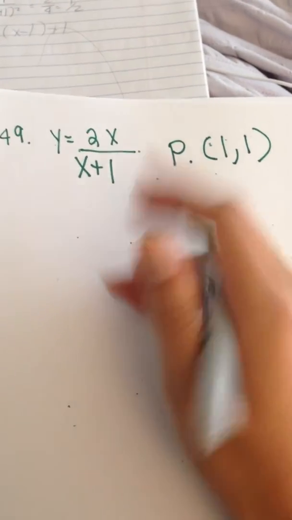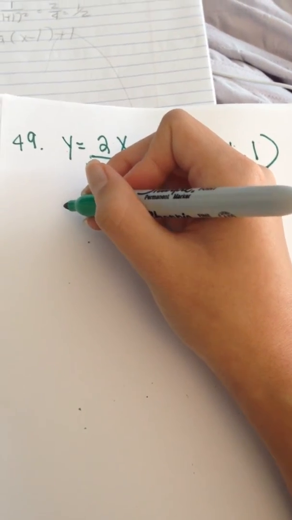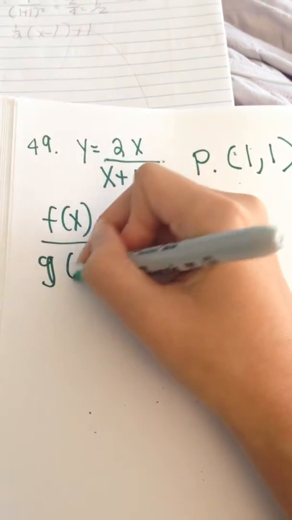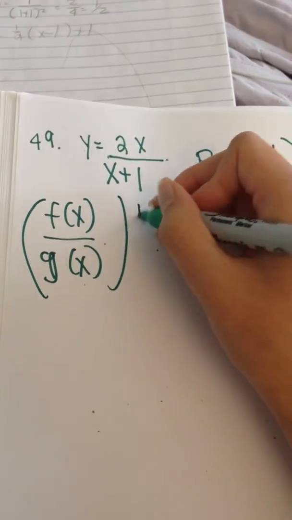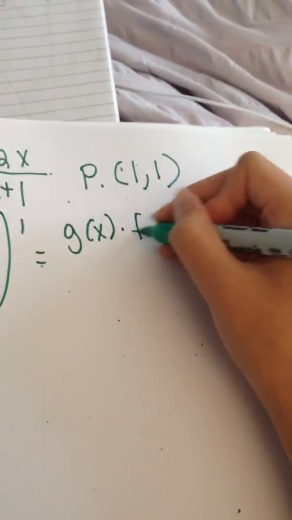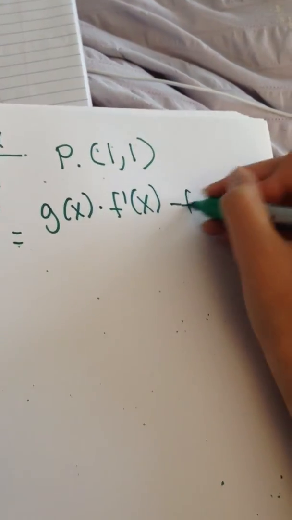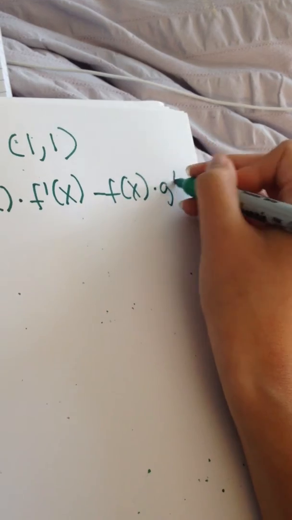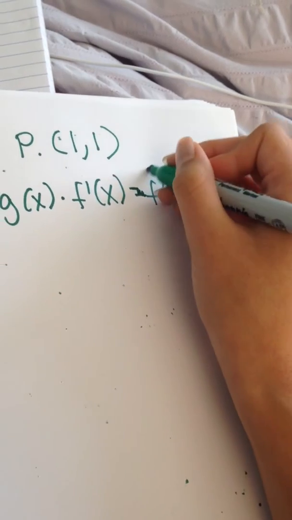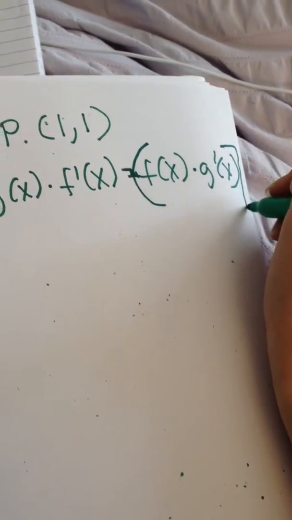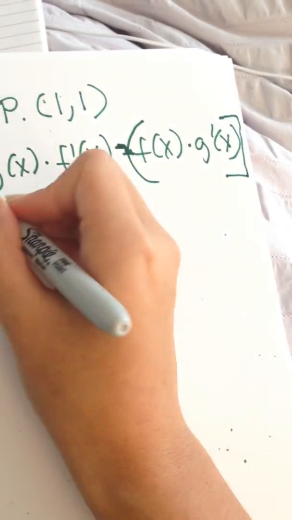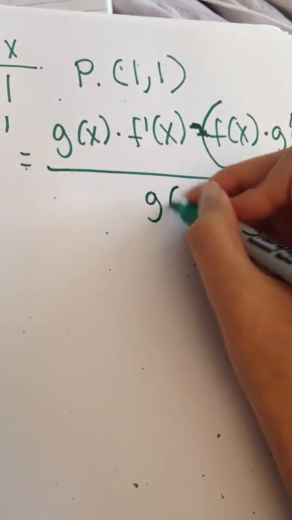So first you need to know how to do the quotient rule. You've probably seen this rule before and hated it. It's g of x times the derivative of f of x, minus f of x times the derivative of g of x. I'm going to put a bracket over this so that when you distribute it out, you remember that there's a minus. And then over g of x squared.